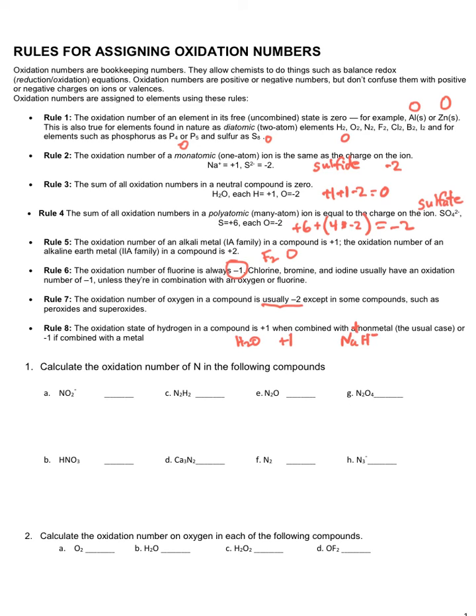So that's the end of part 1 of rules for assigning oxidation numbers. In the next video, we'll look at some examples.